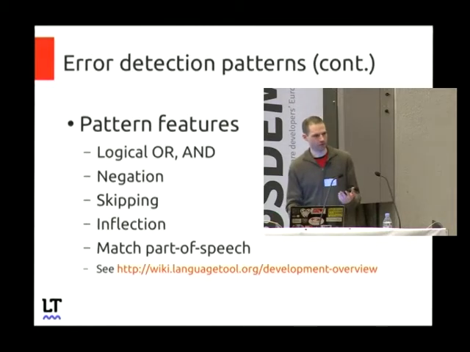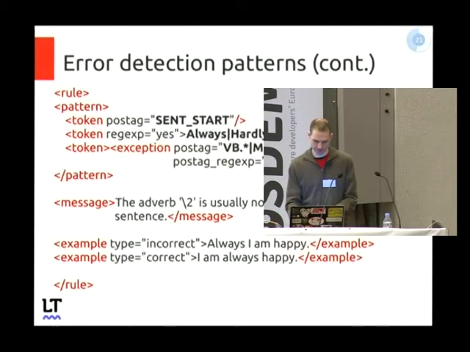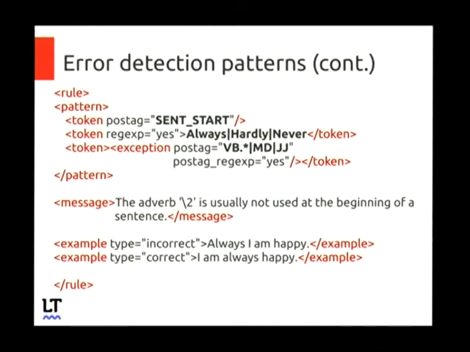Okay, and because this is kind of the core of LanguageTool, I'll give you one more example. This detects the error in "always I am happy". That's actually a mistake that a non-native English speaker might make. And I'm taking these examples, as you can see, from the bottom of the rule, because at least two examples are part of the rule. One example needs to be incorrect. That means it needs to match the pattern above. And the other example needs to be correct, so it must not match the pattern above. We use these examples inside the rule for our unit tests. And it also makes it easier to understand what the rule actually does.